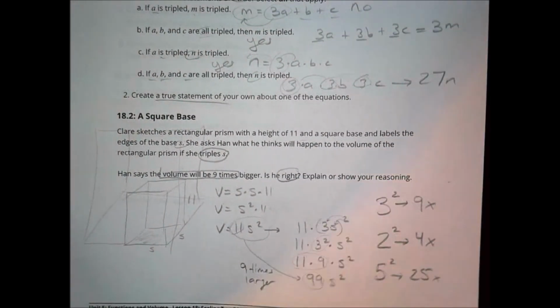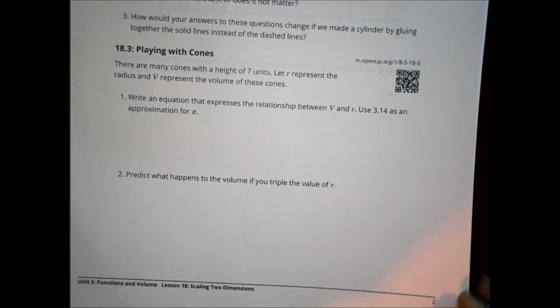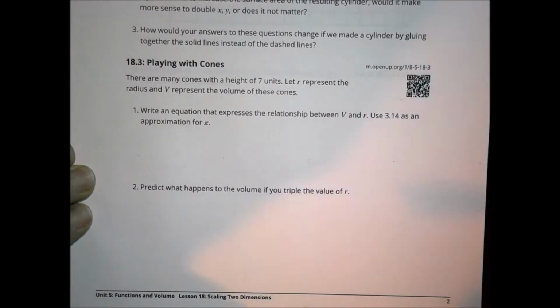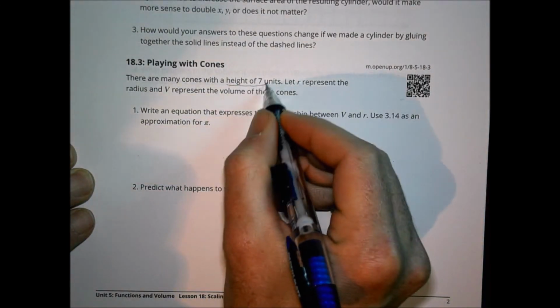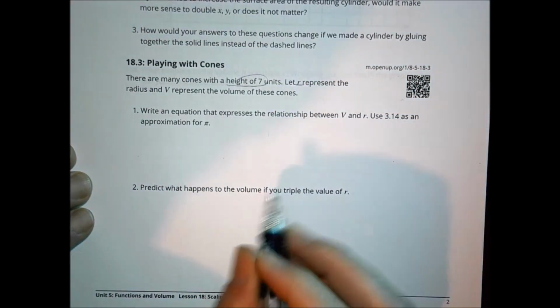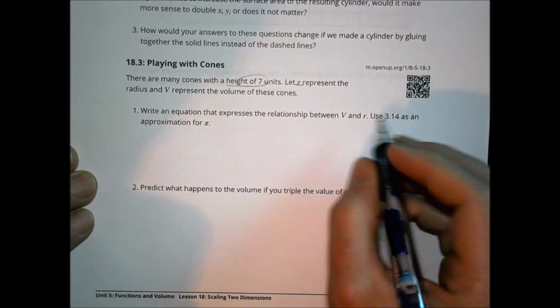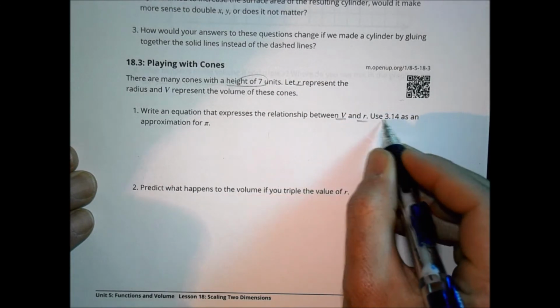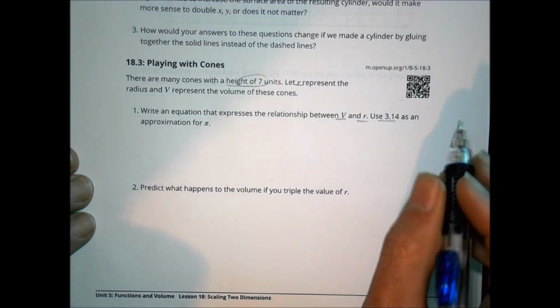All right, let's look at the next part. We're going to skip the Are You Ready for More and look at the cones together, okay? Because it's just the basic parts of the lessons here. So there are many cones with a height of 7 units. Let R represent the radius and V the volume. Write an equation that expresses the relationship between volume and radius and use 3.14 as an approximation.